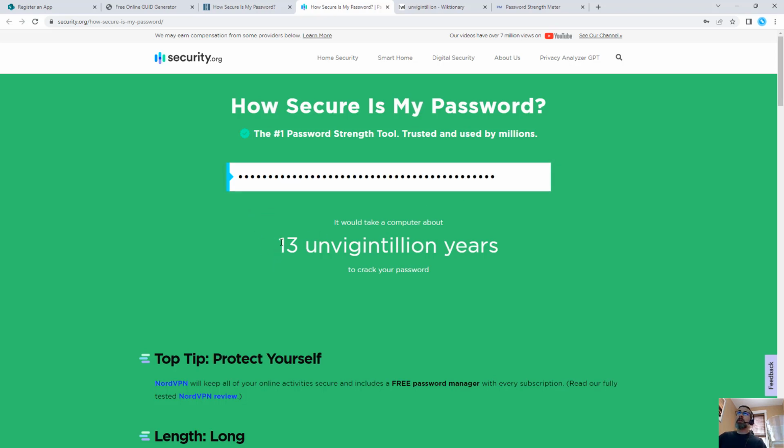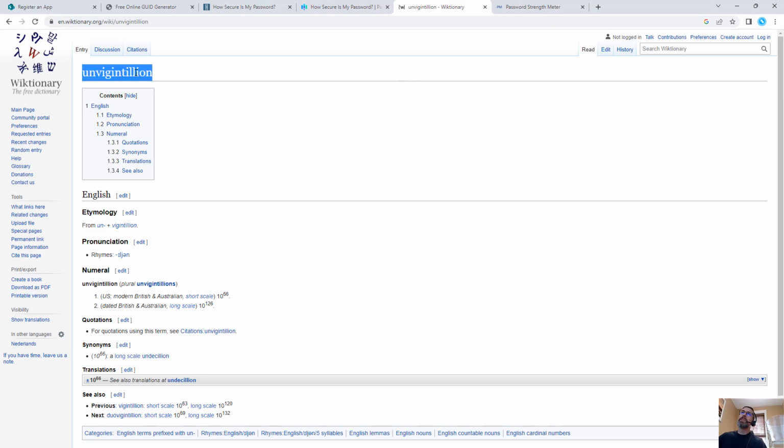And the response is that it would take 13 unvigintillion years. Now I didn't even know what that means, so I had to come over to Wiktionary and look up this particular word, and it is 10 to the 66th power, which is incredible.